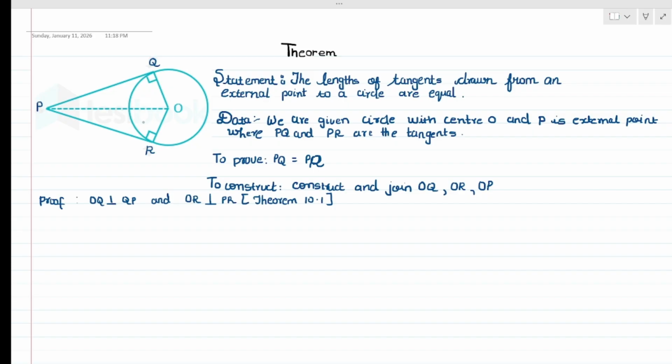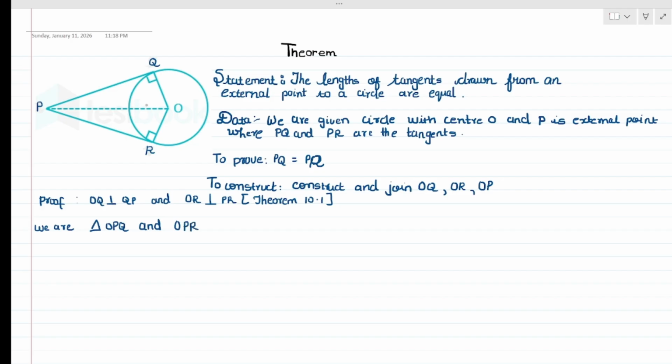Now for the congruence rule, we will take two triangles. Which two triangles are we considering? Triangle OPQ and triangle OPR. So write it down that we are taking triangle OPQ and triangle OPR.